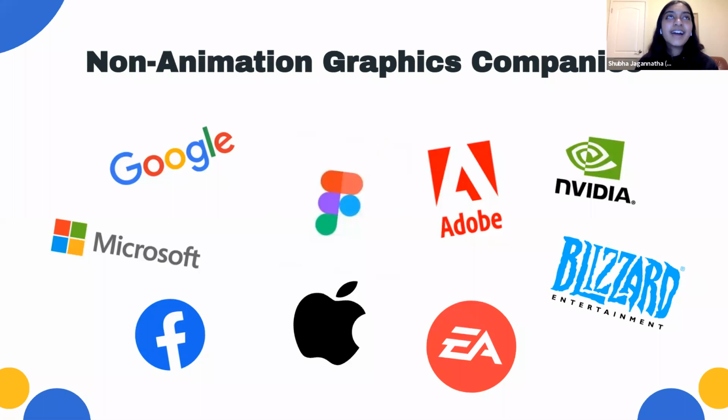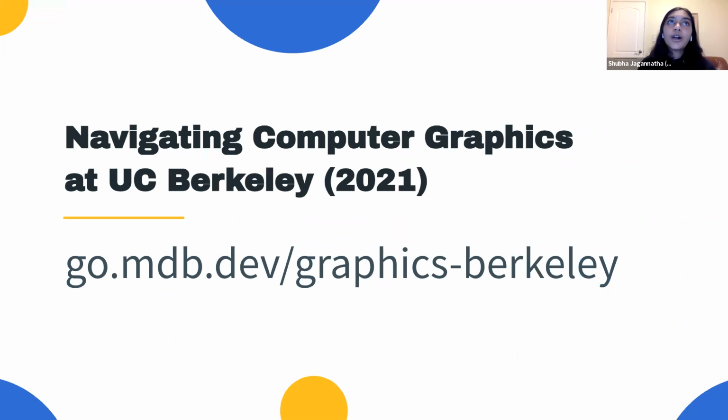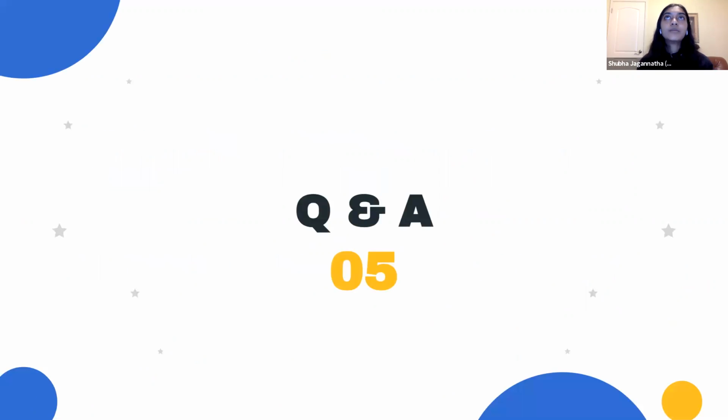So yeah, that is all of the companies and kind of career related things. If you are a Berkeley student, subtle plug, I wrote this Medium article to talk about navigating computer graphics at UC Berkeley specifically. And I think that's pretty much it.